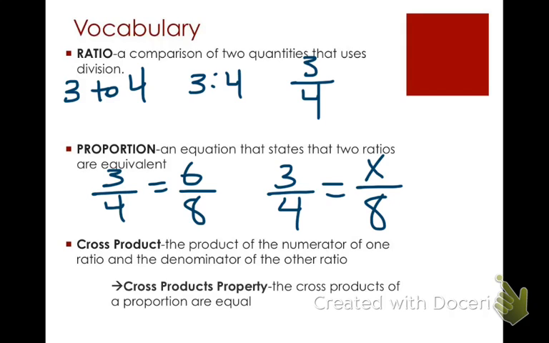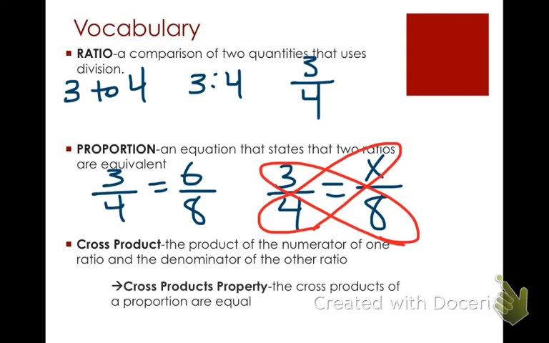So when we do have variables, that's where the cross product comes in. That's just the product of the numerator of one ratio and the denominator of the other ratio. Some of you learned it as the butterfly rule. Remember, that just tells us where to multiply. The cross product property is what tells us that the cross products of the proportions are equal.